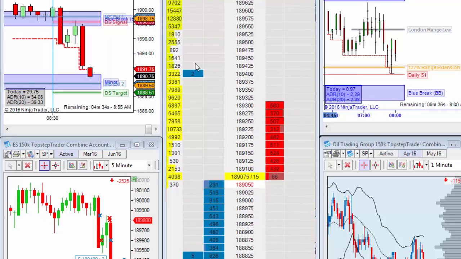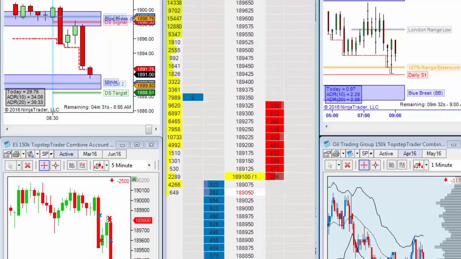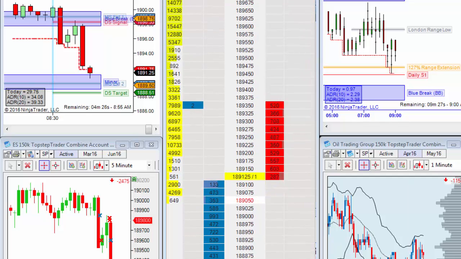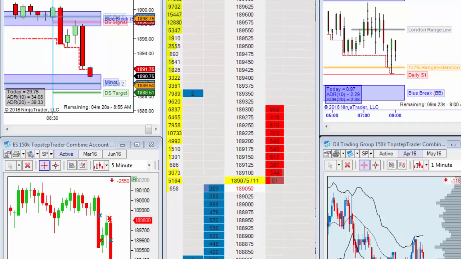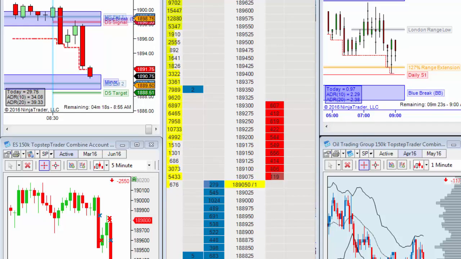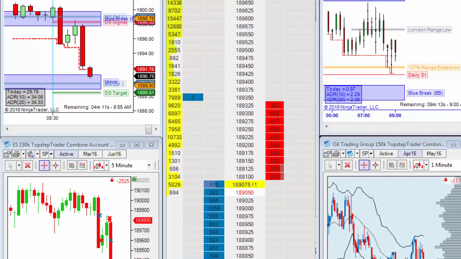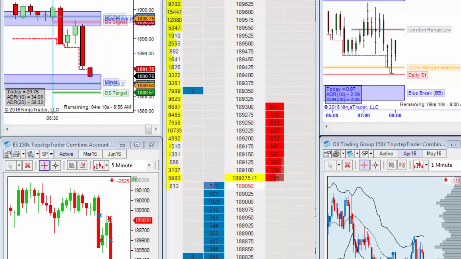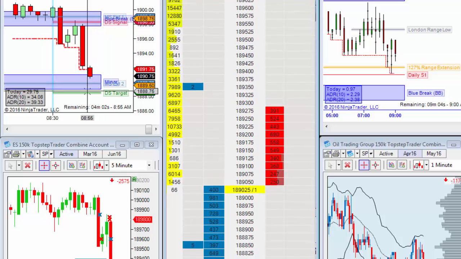It may only get to 90. There's 90 and a half. I'm going to flip it long at 1882.25. That would be 10 points. Sorry, 1888 and a half actually. 1888 and a half is where I'm going to look to flip it long. That's right on top of the daily structure target.